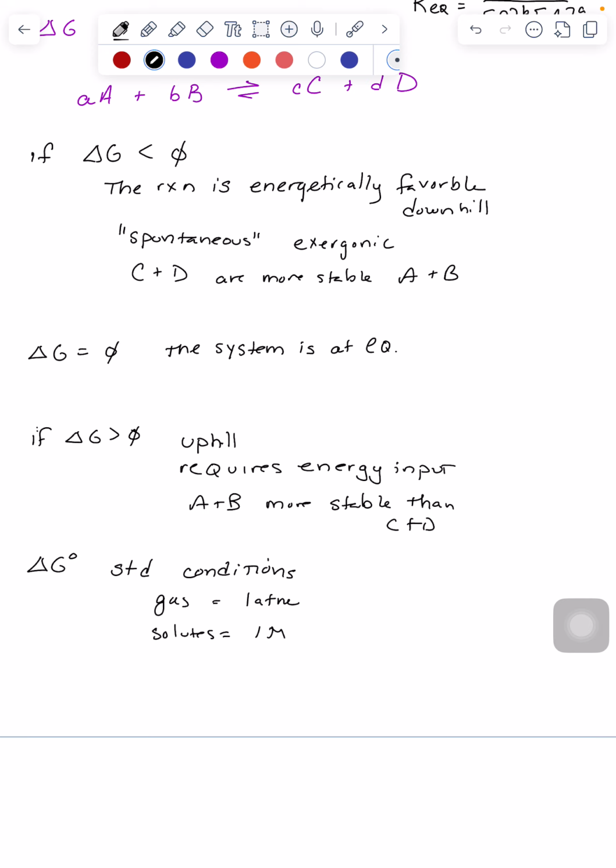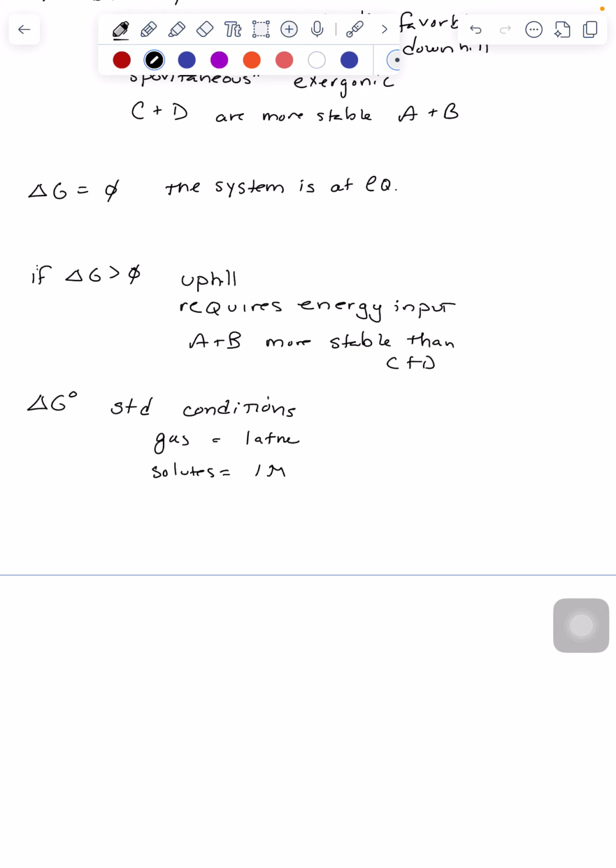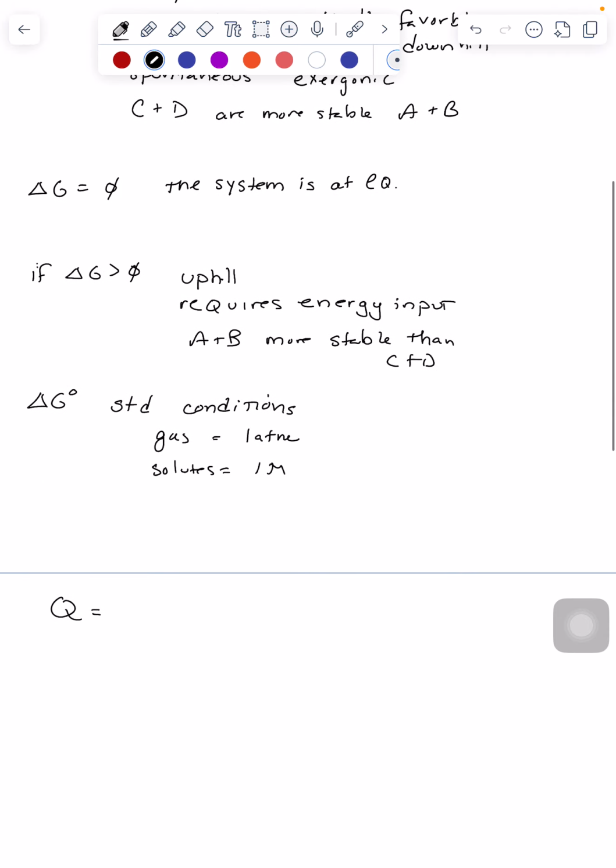Now, there is a relationship between free energy and the concentrations of reactants and products. And so I'm going to define something called Q, which is the same equation as KEQ, but it's just the quotient. It's the same ratio, but we might not necessarily have equilibrium. We might have conditions that are out of equilibrium. So it's the ratio of the products divided by the reactants.